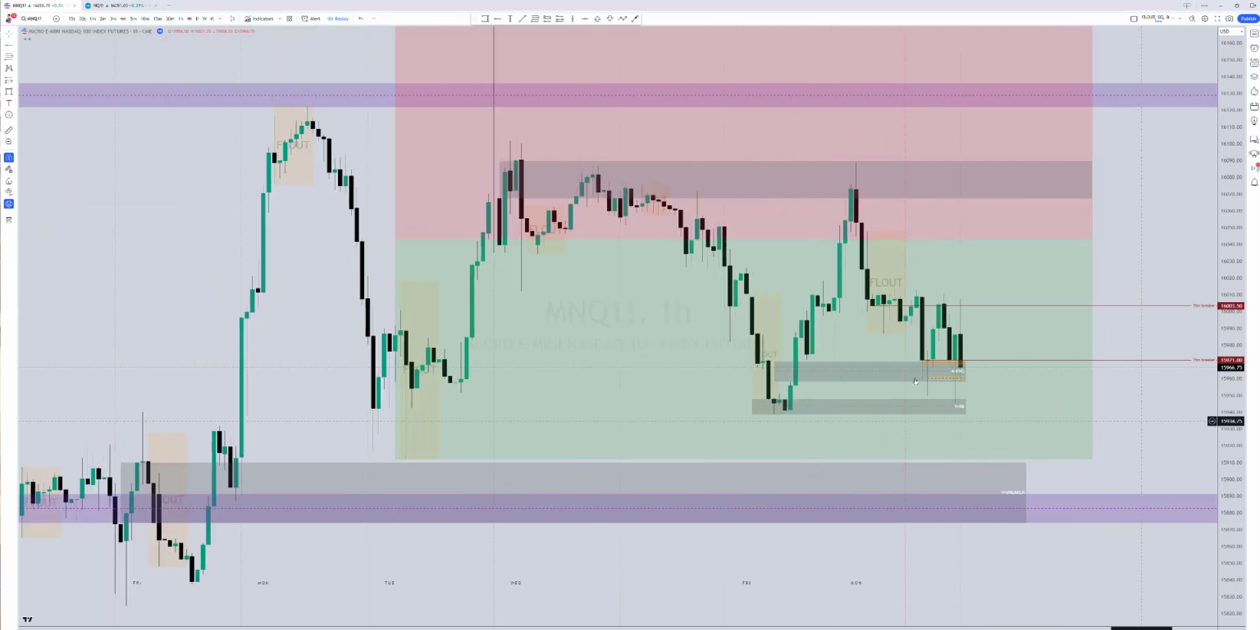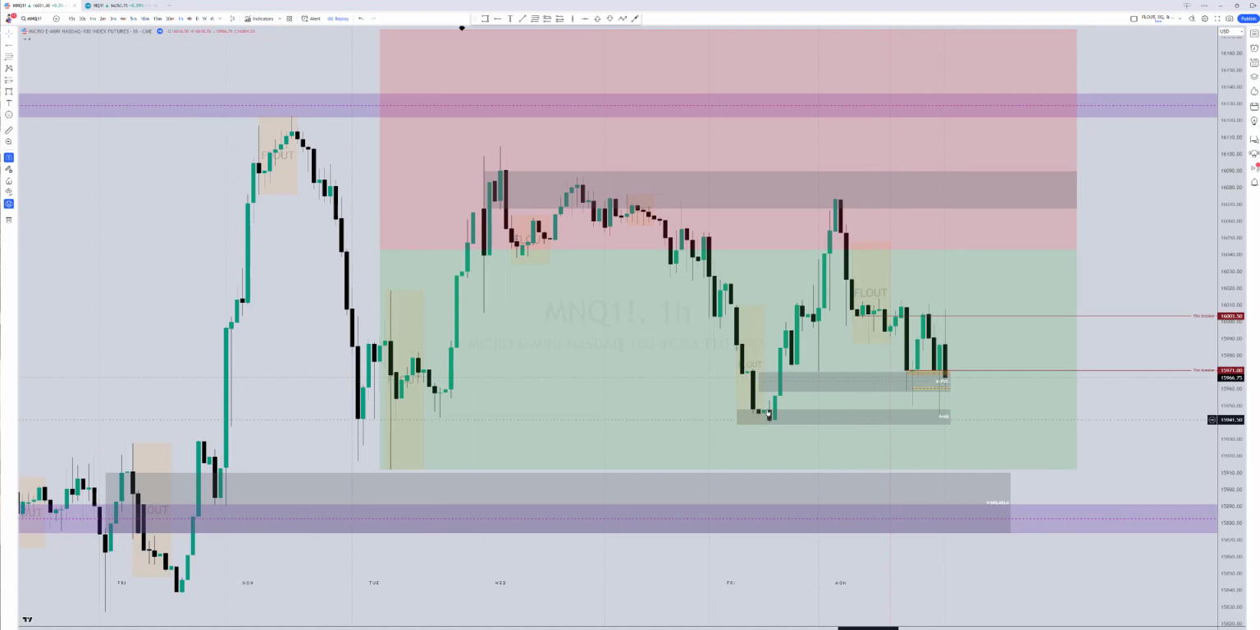So as you look at this, you say, well, there's your 4 hour rejection block. Okay, now I can refine that and say, I don't need this anymore. I only need the 1 hour order block, because if that gets taken out, then something else is going on. So I don't need the 4 hour anymore.